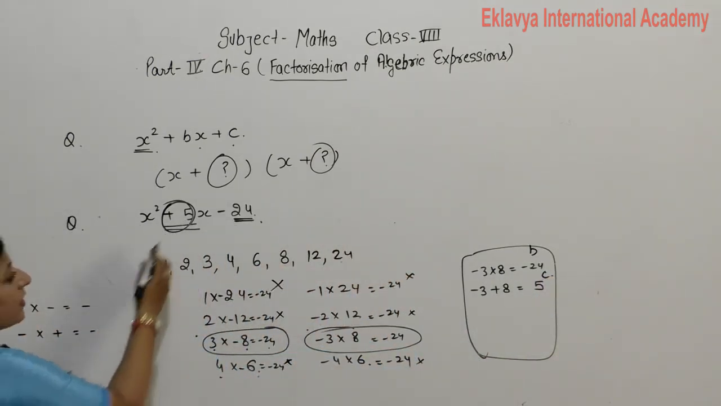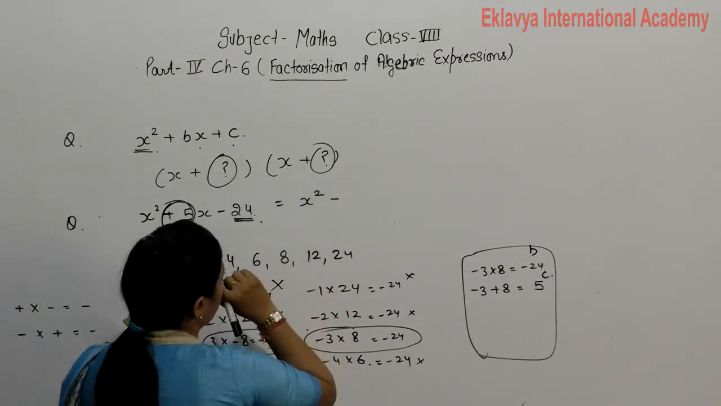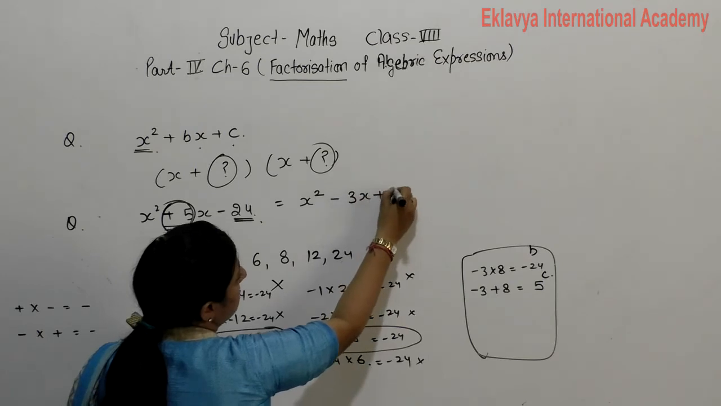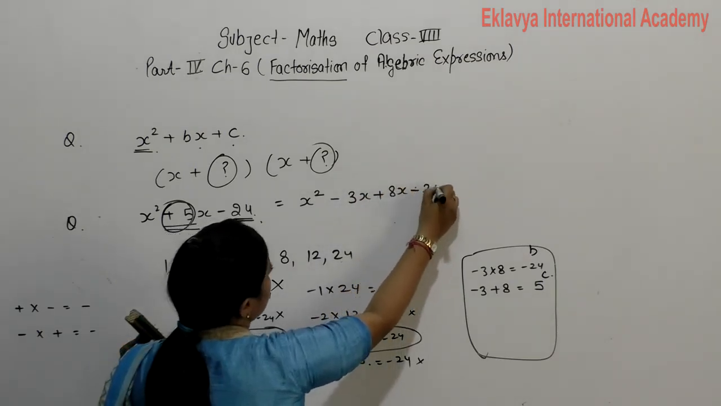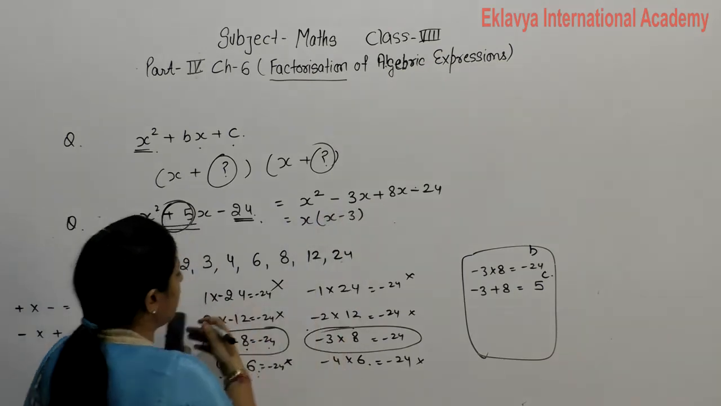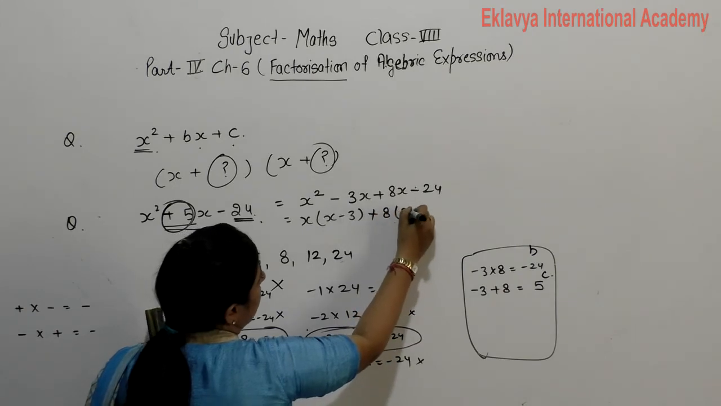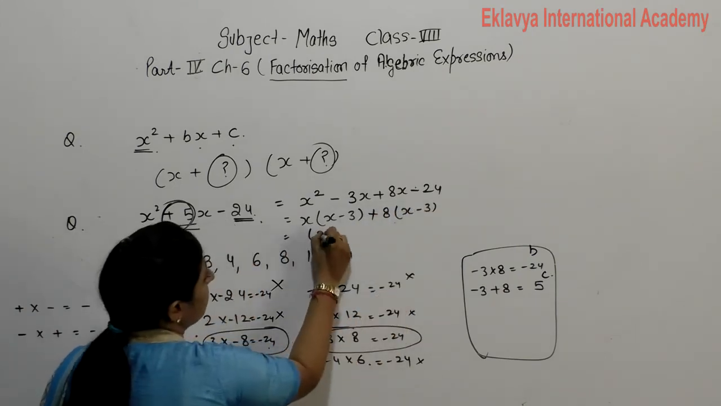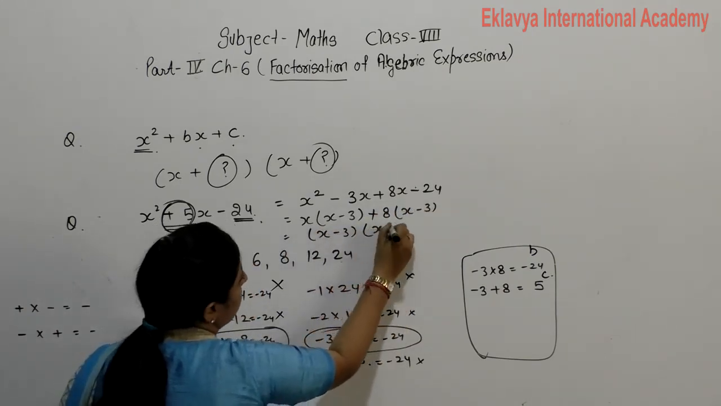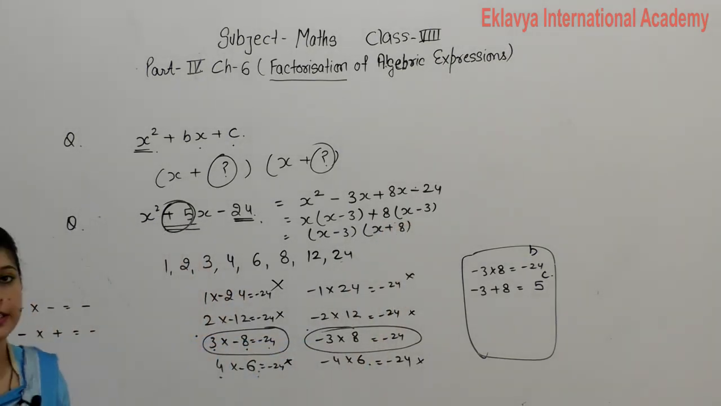So we write down how to solve. x square minus 3x plus 8x minus 24. x common, x minus 3, plus 8 common, x minus 3. So your common factor is x minus 3, then the other factor becomes x plus 8. These two factors we can write down.